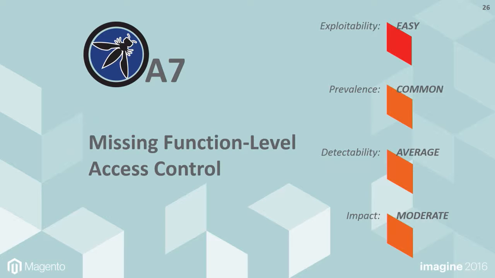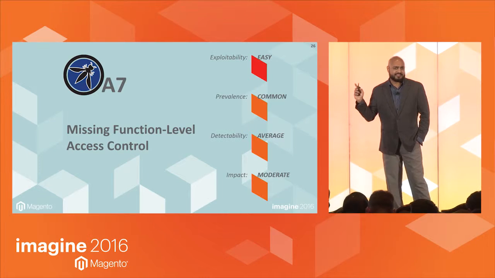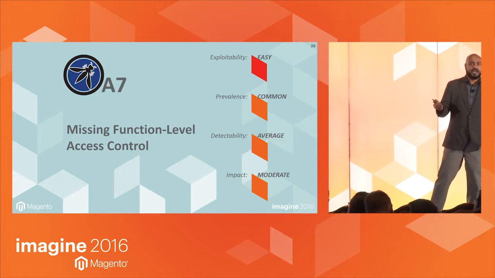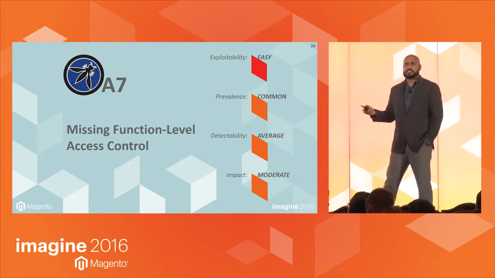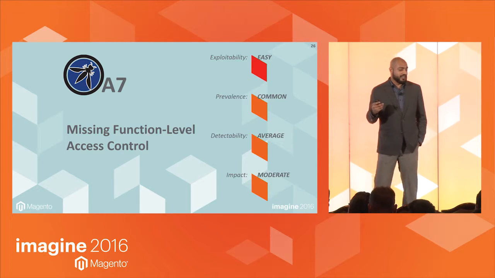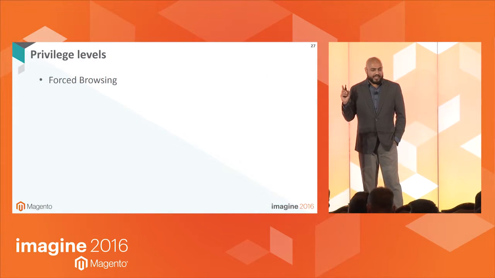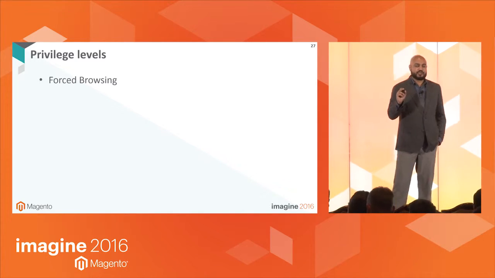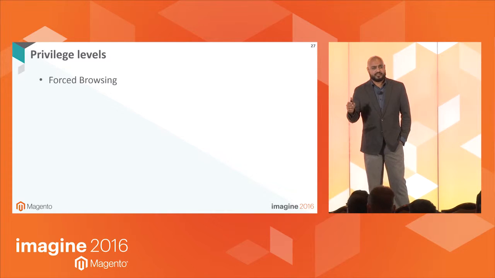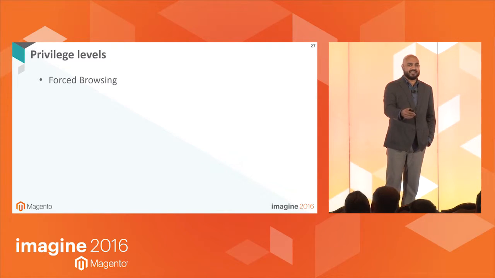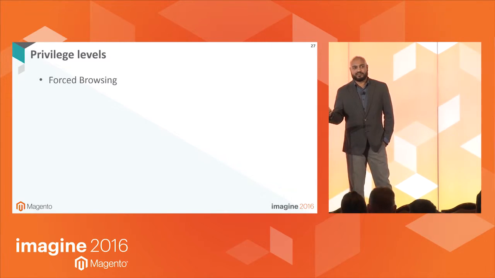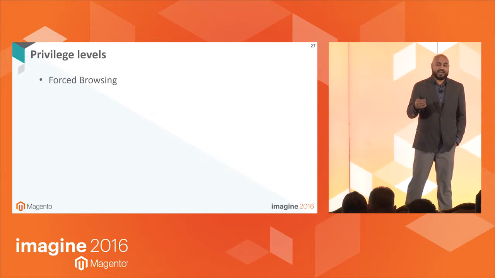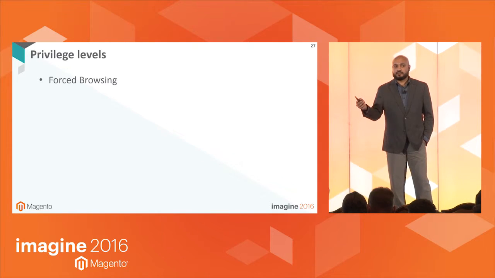Missing function level access control. I'm just going to run over this one quickly. It's similar to indirect object references where we changed 52 to 53, and we were able to access an address that we should not have been able to see. But it's a little bit different. It relies on forced browsing, where the attacker just goes in and tries URLs they know would exist. So let's say an attacker has an account on your site, but he tries the admin URLs and maybe accesses something which does not have the proper admin ACLs in place.